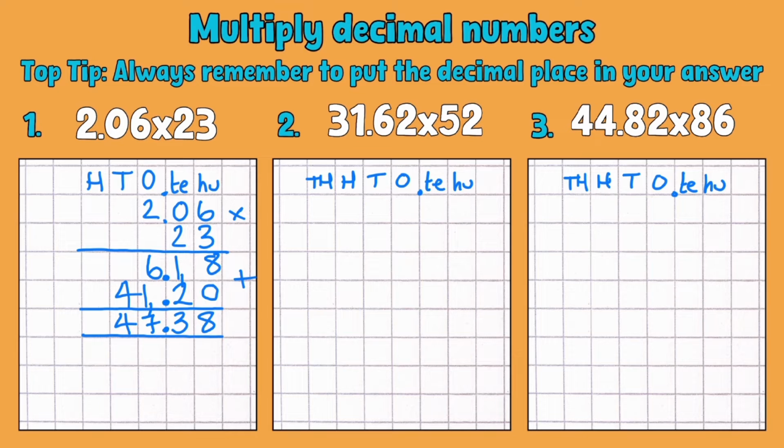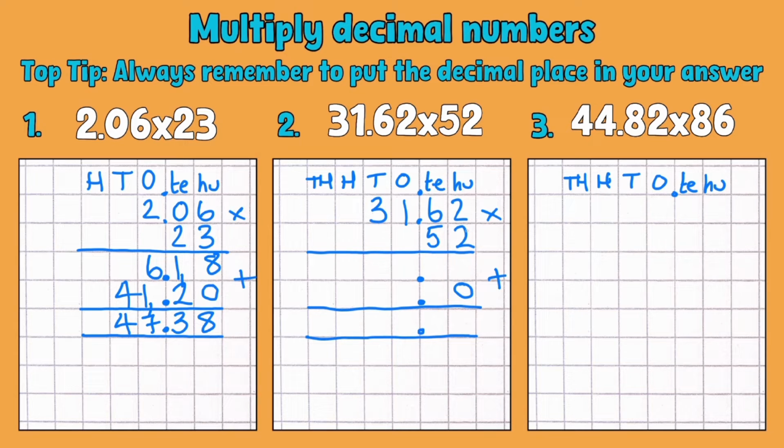Okay, so our next example is 31.62 multiplied by 52. So I'm going to go ahead and write that in. 31.62 multiplied by 52. There we are. I'm going to get my lines in there, just like we did before, for the exact same reasons. Okay, so I'm not quite ready to go yet, because this time I want to put my decimal places in before I start, which is really, really good practice.